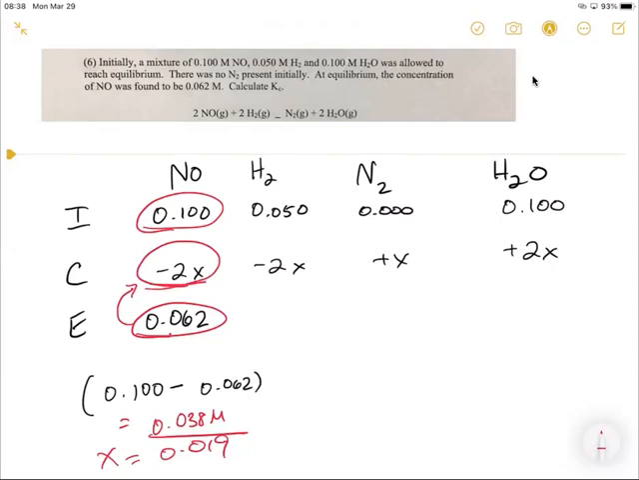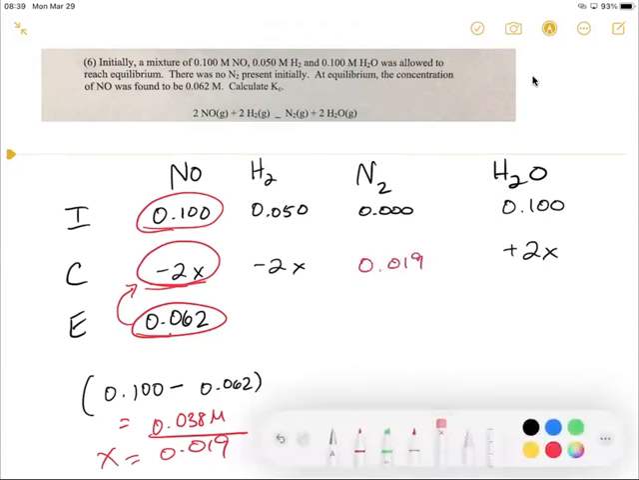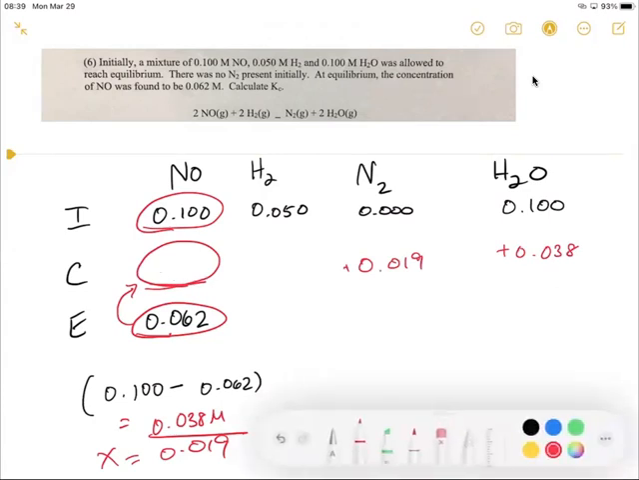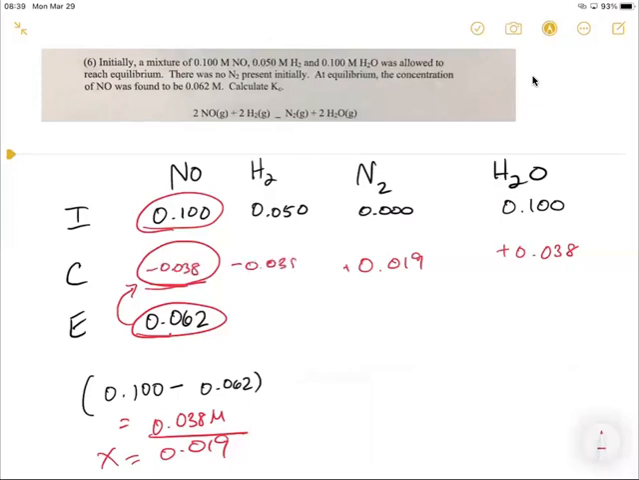So that means that we can change our values in our table here. So I can replace this with 0.019. I can replace plus 2x with plus 0.038. That's a positive. And I can replace both of those with minus 0.038, minus 0.038. And so now I can calculate K.